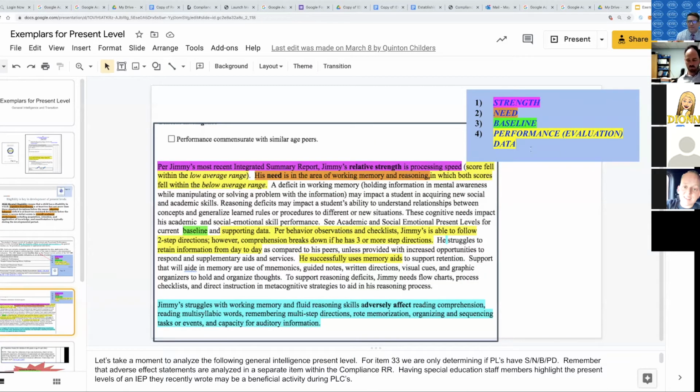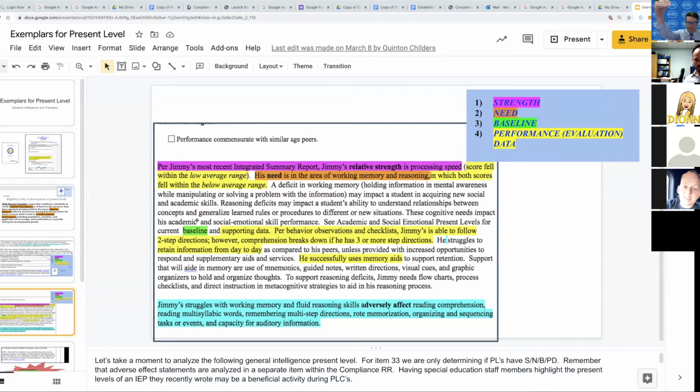We see that his need here, they go into the IQ test, and they find that his working memory and his reasoning ability is impacted to a degree relative to himself. He's not doing well with that. So he has a deficit in working memory, holding information in mental awareness.